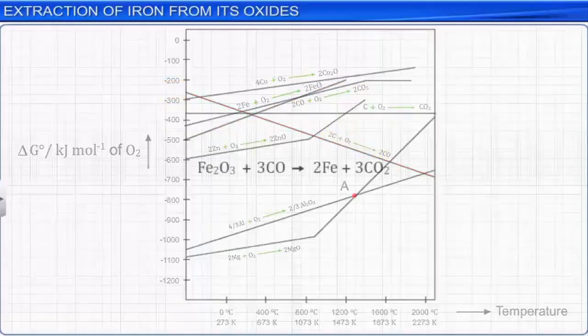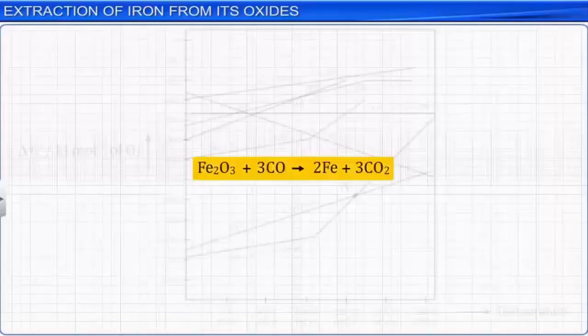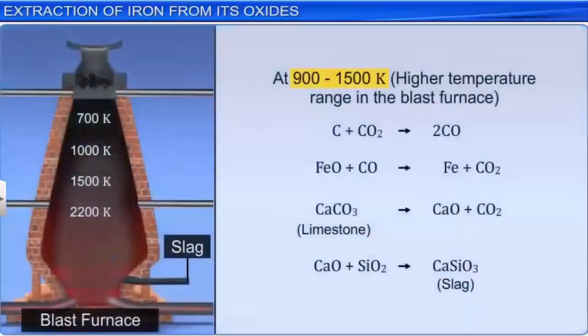Thus, in a blast furnace, hematite is reduced by carbon monoxide even though carbon is mixed with it. The equation for this reaction is Fe2O3 plus 3CO gives 2Fe plus 3CO2. In the temperature range of 900 to 1500 Kelvin, carbon monoxide reduces ferrous oxide to iron as shown here.